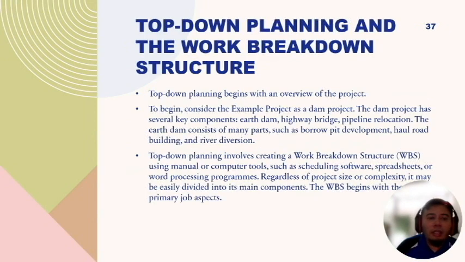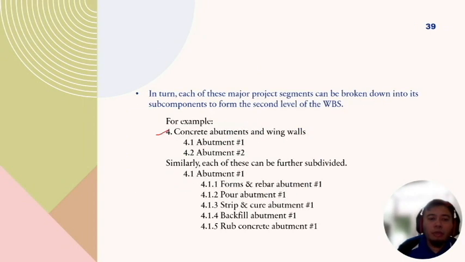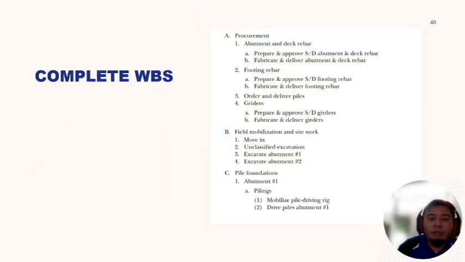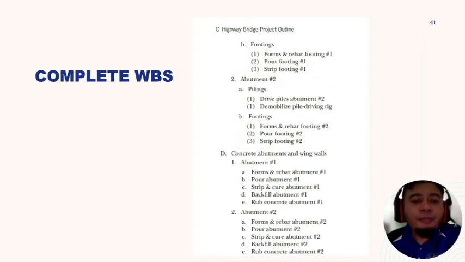Another method is to use down planning or work breakdown structure. What we do is we come up with the major components first, and then later on we detail out each major component, and we can further detail out each sub-major component into more detailed activities. So this is a complete work breakdown structure for procurement, field mobilization, and pile foundation activities.